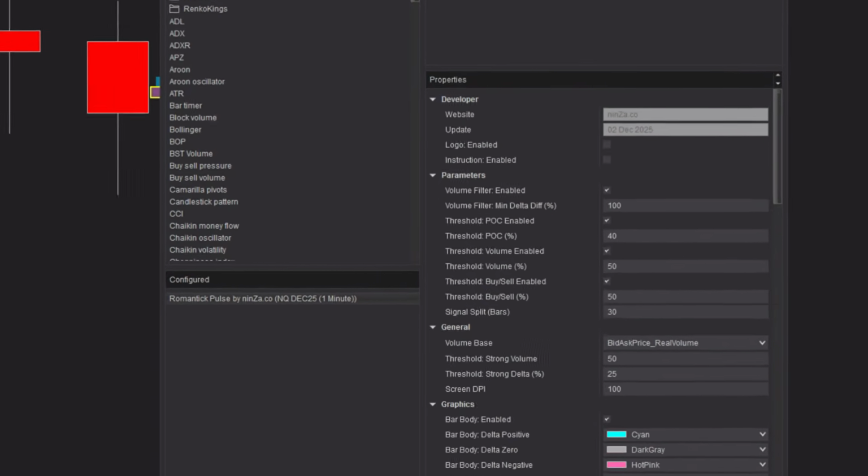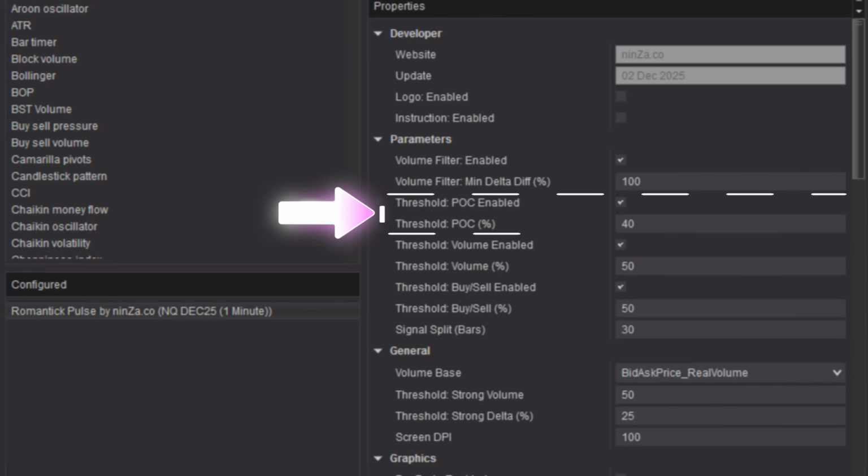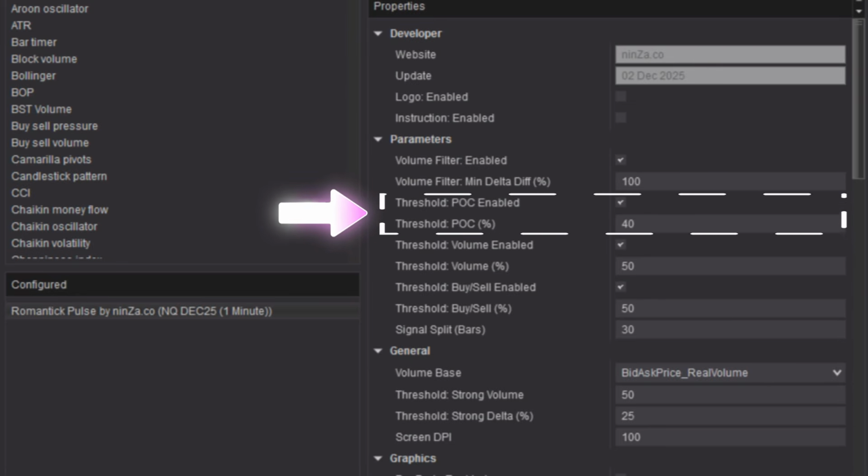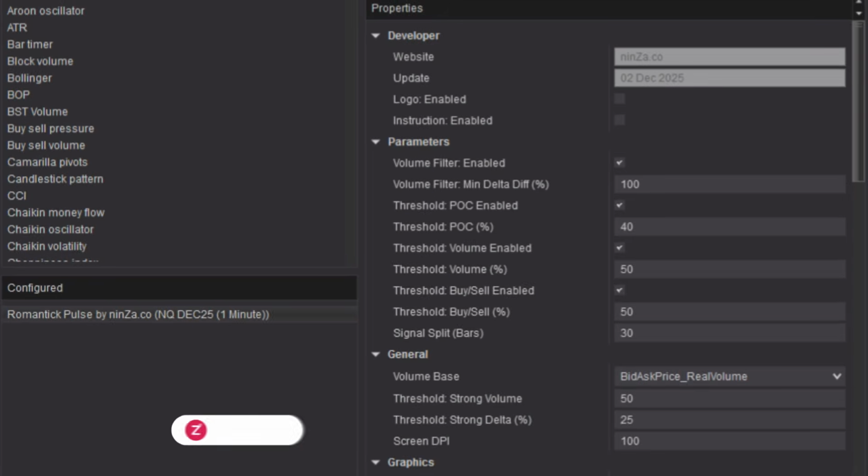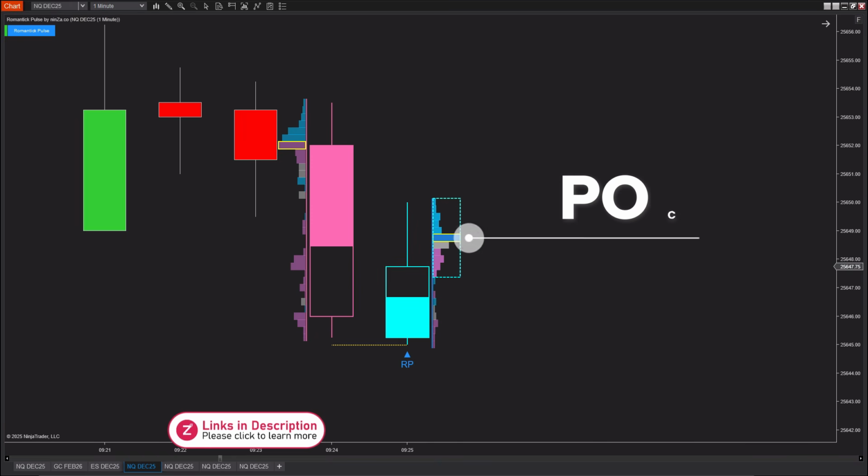Next, we have the threshold, POC, percent parameter. This setting defines where the POC must appear within the signal candle. In other words, it specifies the percentage range of the candle's height in which the POC needs to be located for the signal to be considered valid. In this example, the threshold POC percent parameter is set to 40%.